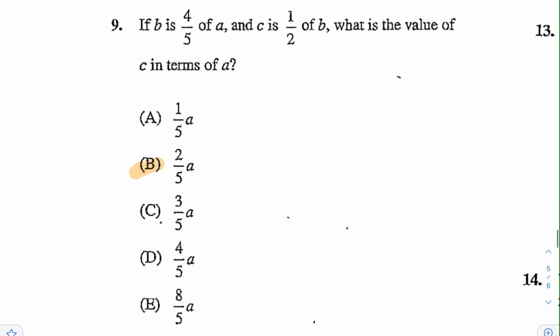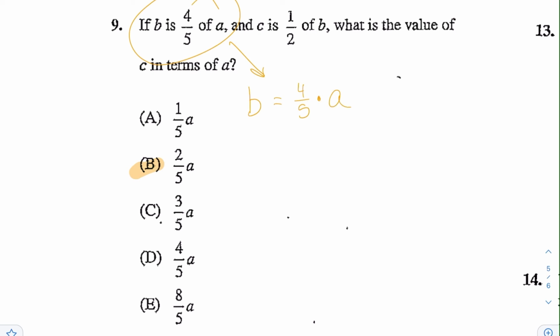All right, next for number 9, if B is 4/5 of A and C is 1/2 of B, what's the value of C in terms of A? So if you want C in terms of A, of course, you have to pass through B. So I just turned the first word sentence to a number sentence. B is equal to 4/5 of, which is times A.